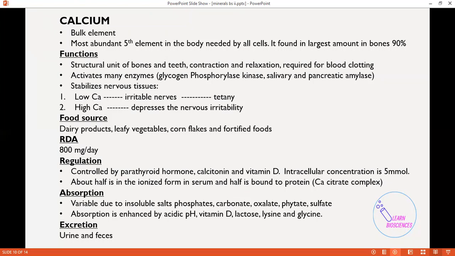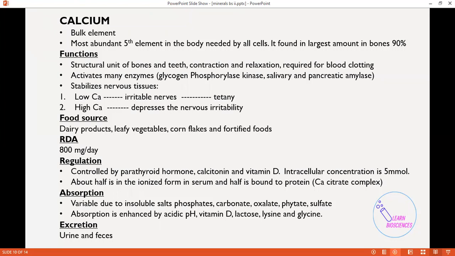Contraction, relaxation, actin, myosin of your muscles require calcium. It is absorbed in bones and teeth and it makes them strong. Required for blood clotting, like blood clotting factor 10 requires calcium, and blood clotting with factor 5. Activates many enzymes like glycogen phosphorylase, kinase, and pancreatic amylase.